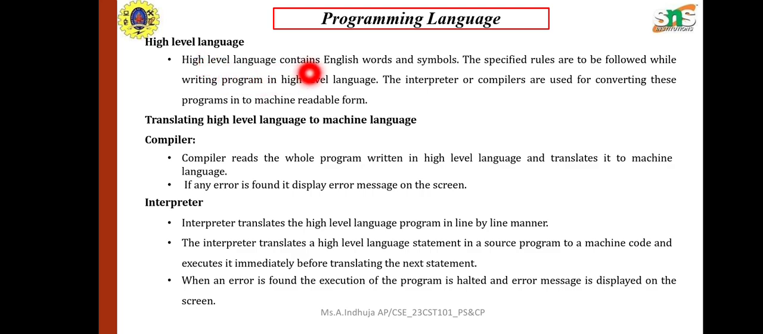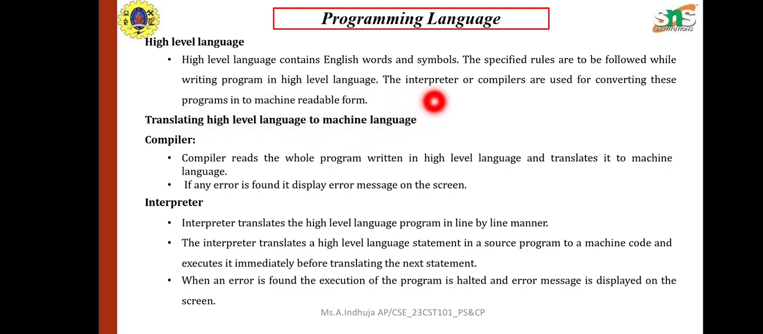High level language contains English words and symbols. The language we speak is called high level language. So the high level language contains English words and symbols. The specified set of rules are to be followed while writing a program in high level language. The interpreter or compiler is used for converting these programs into machine readable form.